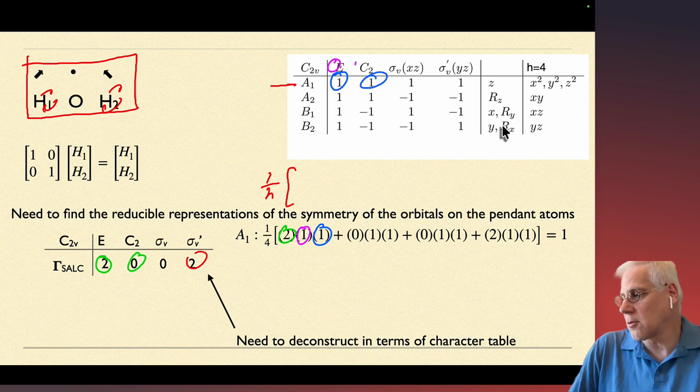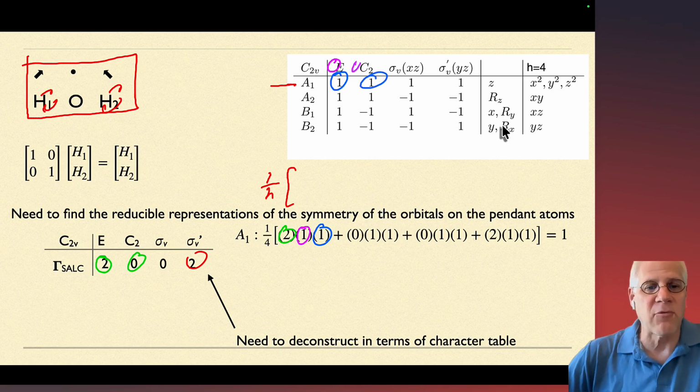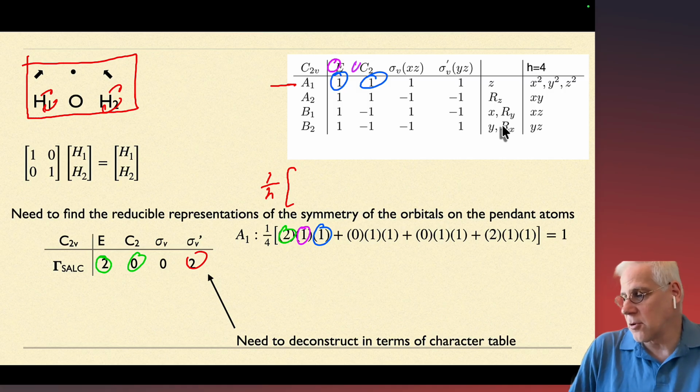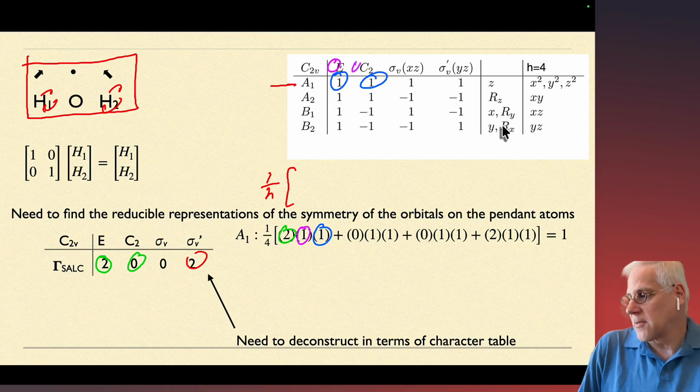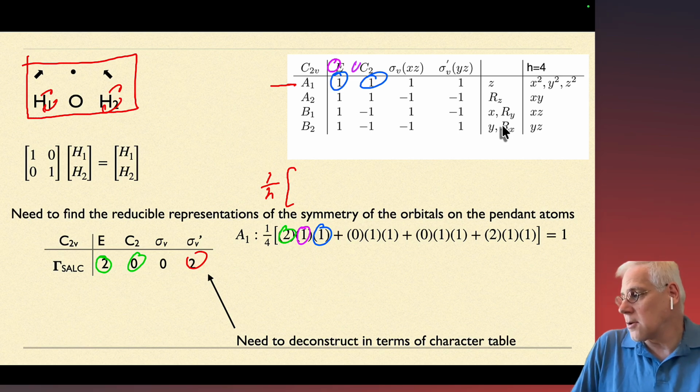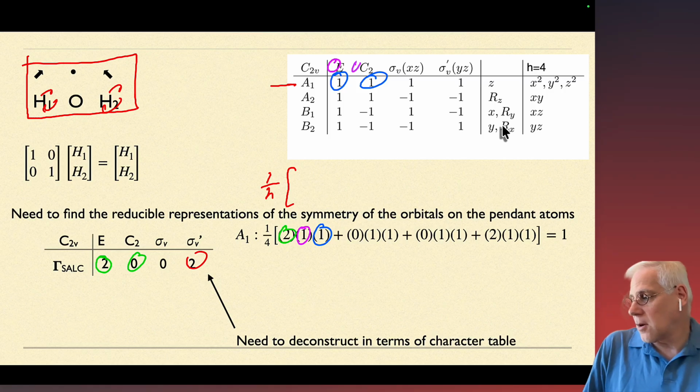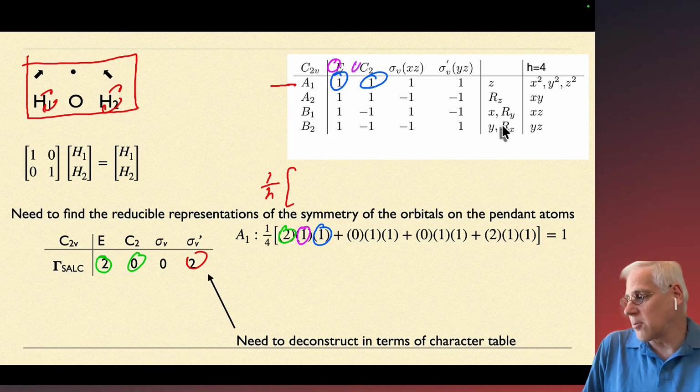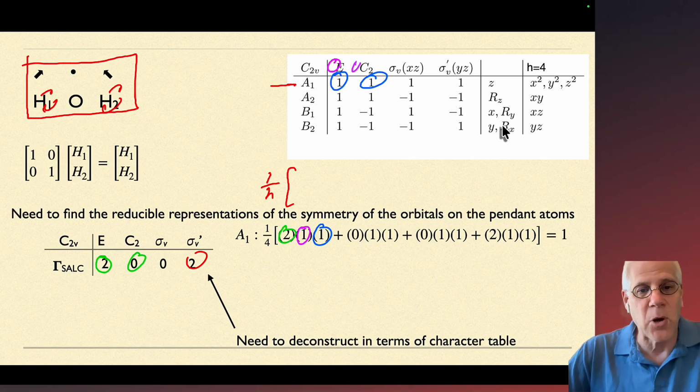Circle the number there. There we go. Okay, and then we have 1 and a 1 again, but we have another 0 right here, so we get the 0 here, so those terms don't factor in. And then I have another 2 and a 1 and a 1. So when I add up 2 and 2, I get 4, and 4 divided by 4 gives me 1. So there is an A1 in this molecule.